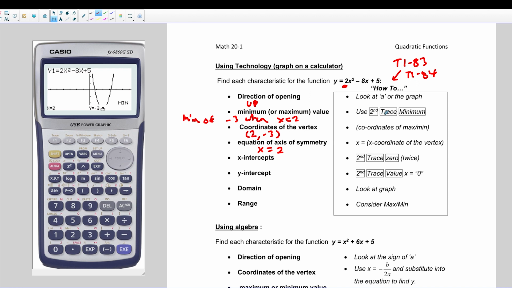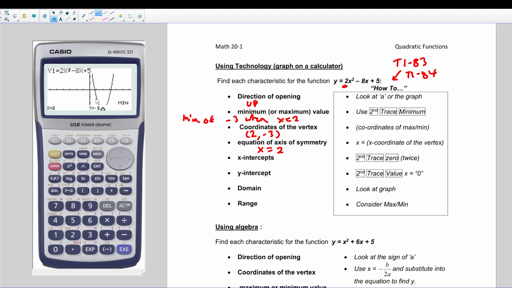And before I forget, what are you doing on a TI instead? So of course I can't show you guys on here, but essentially what the TI wants you to do is when you go second trace minimum, you're going to move your cursor somewhere here to the left side of the parabola. Okay, and you're going to press enter. And then that's when it says left bound.